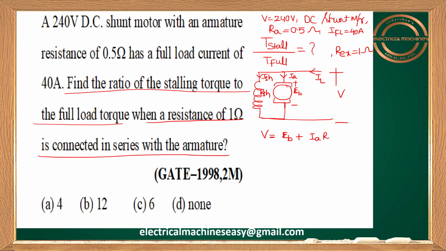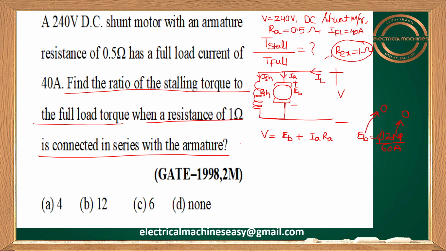IA RA is the formula. Without having accelerations, if I did not grant accelerations in series armature, V equals EB plus IA RA is the formula. So what is the formula for EB here? Pi ZNP by 60A. Stalling means during starting condition, what is the value of speed here? 0. What is the value of back EMF?